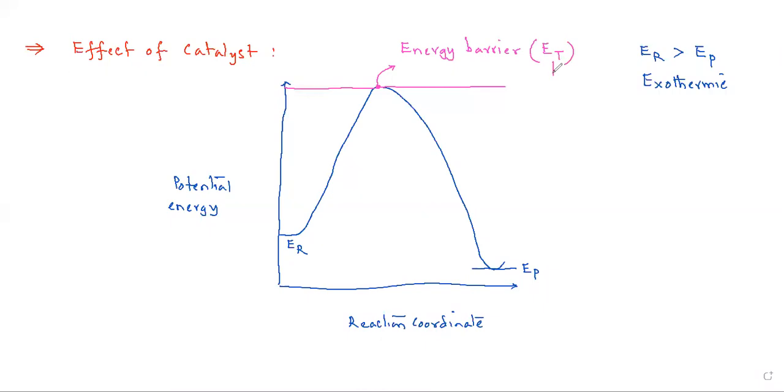Now, this energy barrier is what the reactants have to cross over, because energy barrier indicates threshold energy, the minimum energy required to be possessed by the reactant molecules for their collision to lead to the formation of products. Only when they cross this energy barrier can they actually form the products. But because the reactants are just here, in order to cross over the energy barrier, they have to be given extra energy.